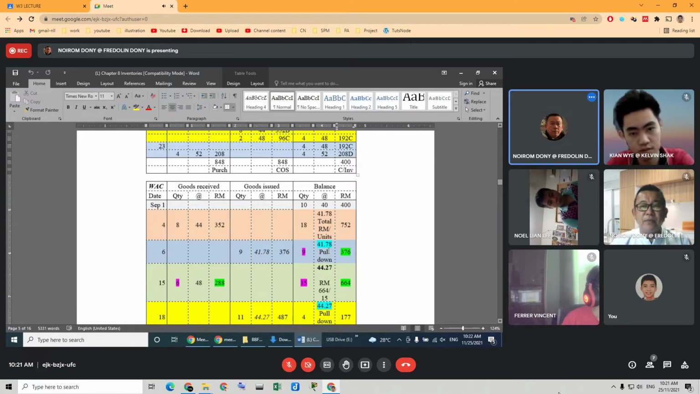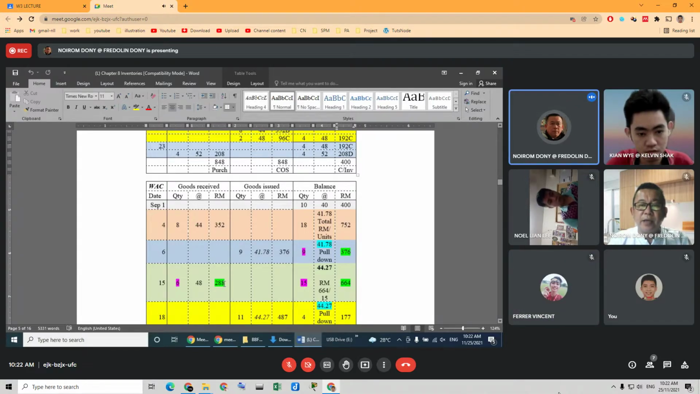Then the next following transaction on the 15th, we have purchases. So if we have purchases, you record under the receipt column. So record quantity 6 purchases with the price 48 times 6, so 288, and update your balance by adding 9 plus 6 becomes 15. 376 plus 288 becomes, sorry, this one should be just now 375.98, isn't it? Plus 288, so you should have 663.98.